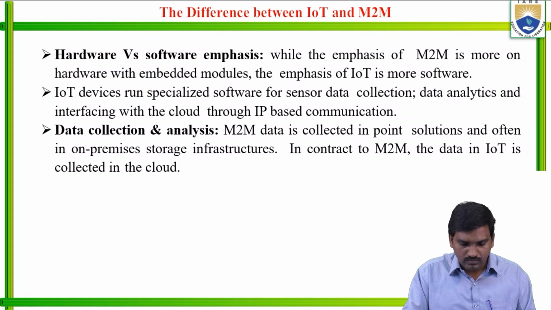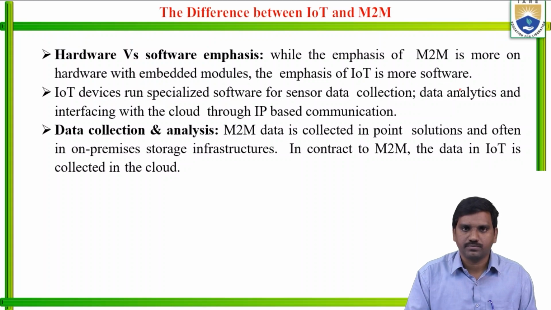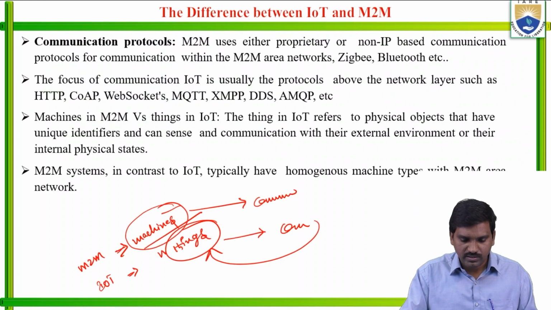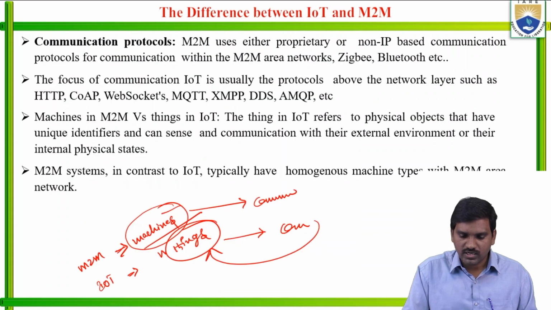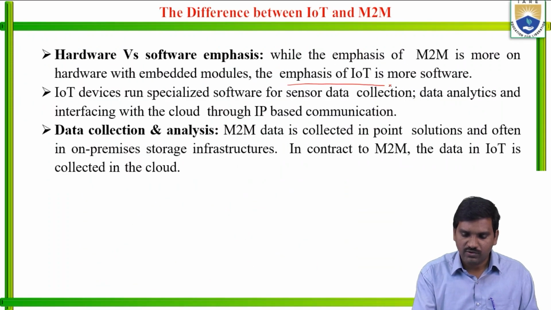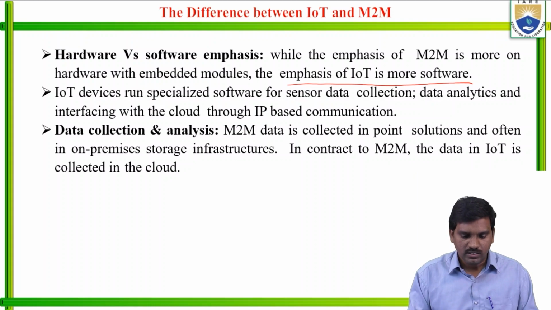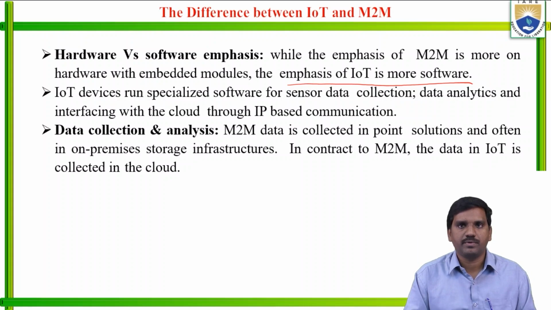Next, in terms of software versus hardware emphasis. While the emphasis of M2M is more on hardware with embedded modules, the emphasis of IoT is more on software. For example, by using software only we can operate the key with our mobile. That's why the emphasis of IoT is more on software. An IoT device can run specialized software for sensor data collection, data analytics and interfacing with the cloud through IP based communication.